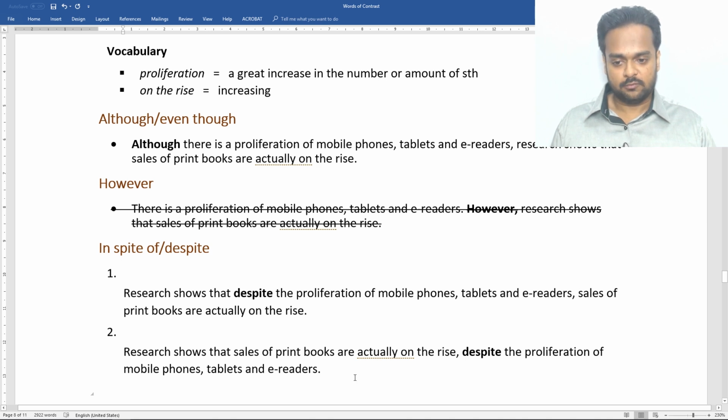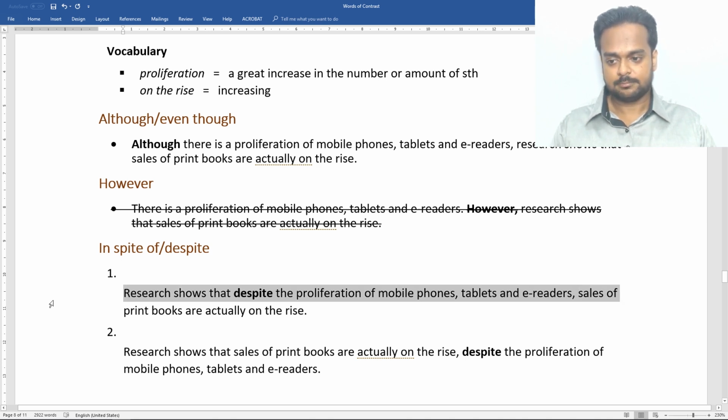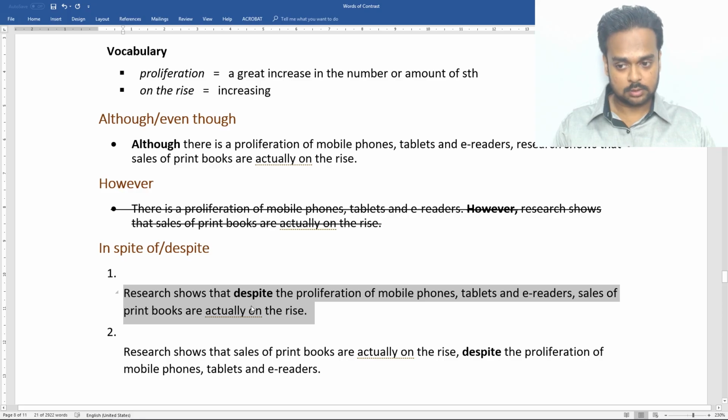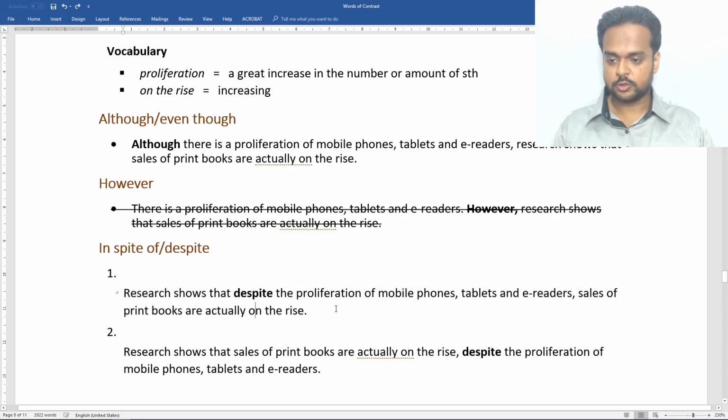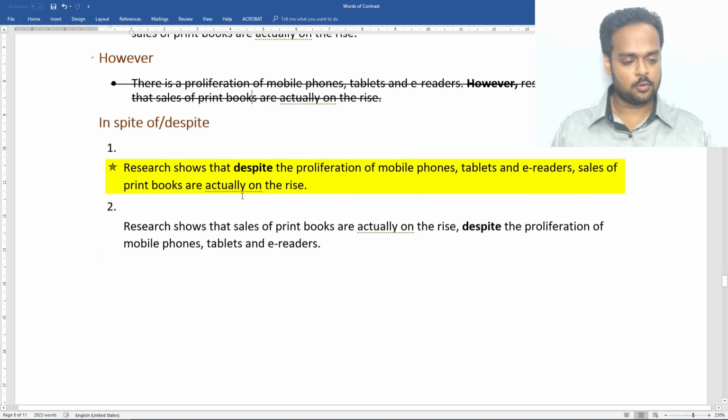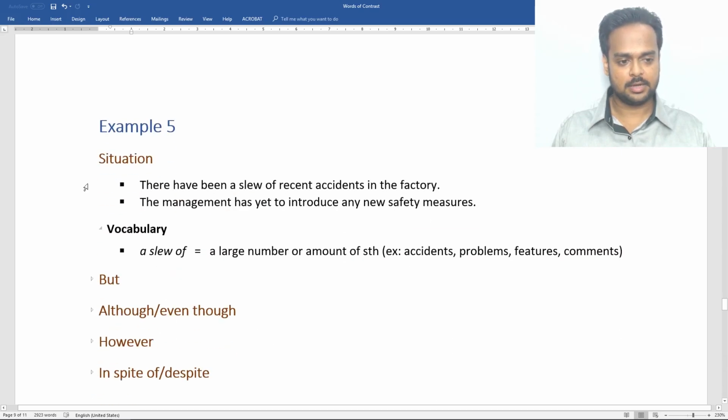You can also reverse the order of the clauses, but I've told you that I like this one a lot, and I'm going to star and highlight it like that. This to me is the best option here. Okay, onward to example number 5.